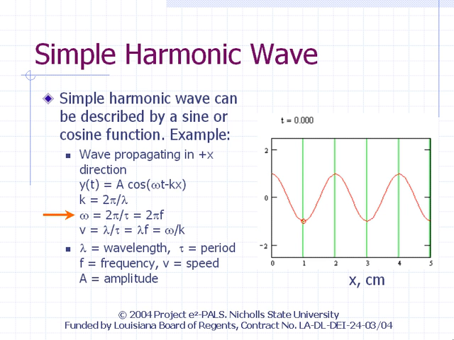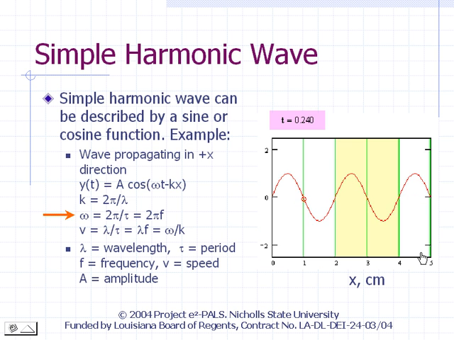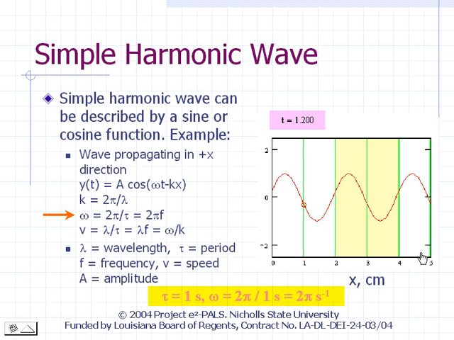As for omega, it can be shown to be equal to 2 pi over the period, tau. The period, tau, is the time it takes for the disturbance to complete one cycle. In other words, it's the time it takes for the disturbance to travel one wavelength. The plot you see is a snapshot of the wave at time 0. Watch what happens as time, shown here in seconds, advances. Estimate the period of the wave. It takes 1 second for the wave to advance by one wavelength. Therefore, the period is 1 second.